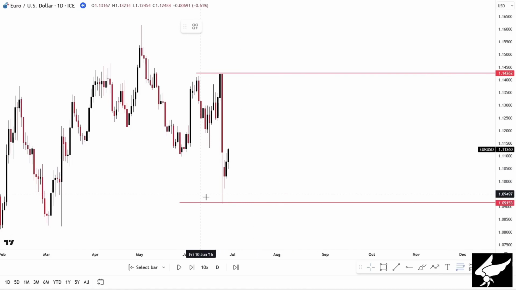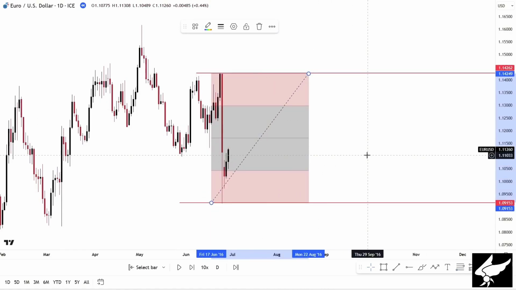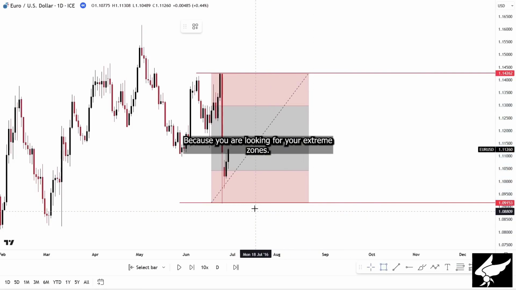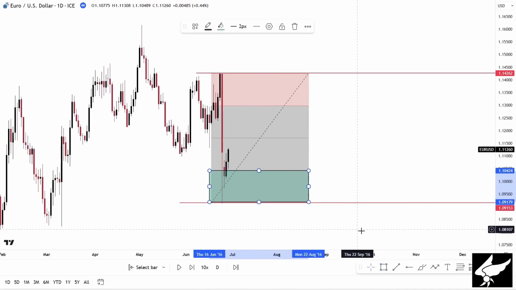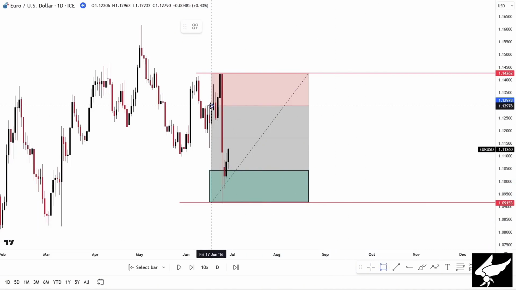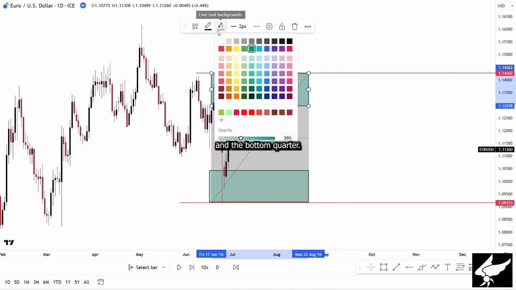What you want to do next is pull out your fib, and break the range into four. Why break the range into four? Because you are looking for your extreme zones. You're looking for your bottom quarter, your extreme demand, and your extreme supply. So you're breaking the range into quarters to find the top quarter and the bottom quarter.